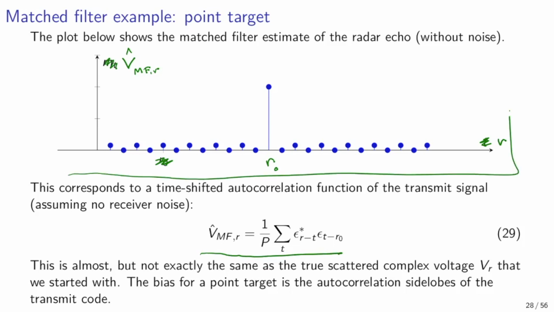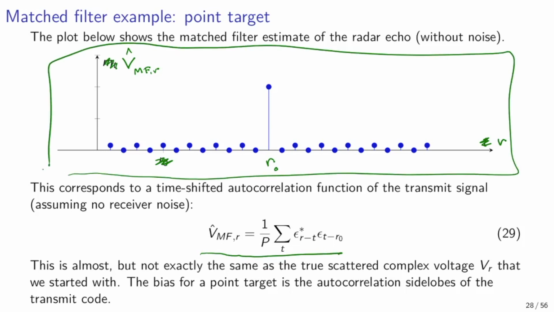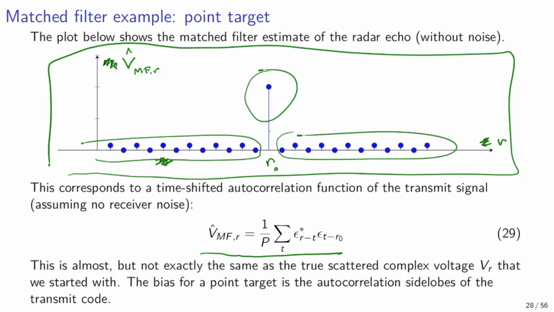The plot shows the output of the match filter estimator. The estimator correctly produces an estimate of the scattered complex voltage at range R0. However, around this range, there are estimation artifacts. These are referred to as range side lobes. These side lobes arise due to the autocorrelation properties of the transmitted signal epsilon.